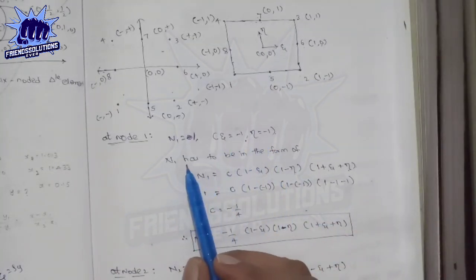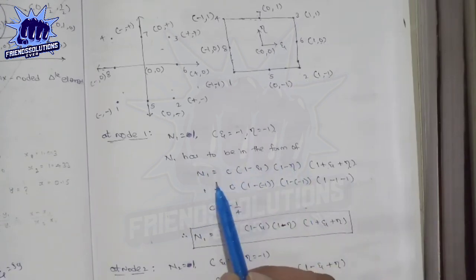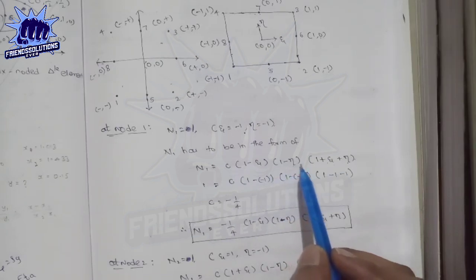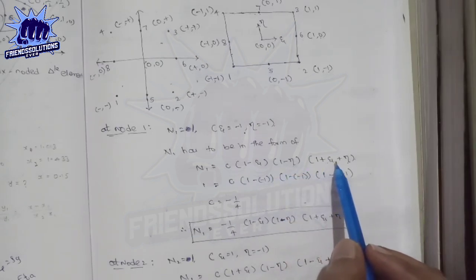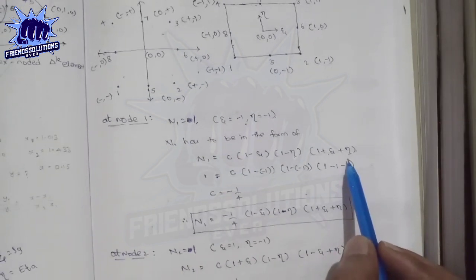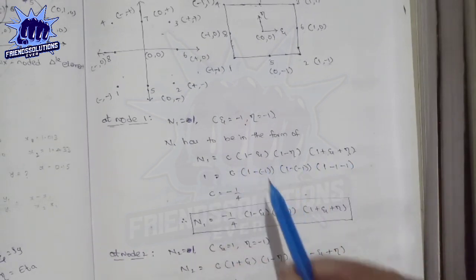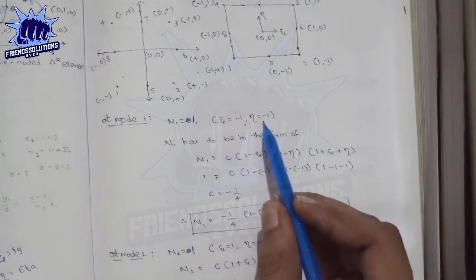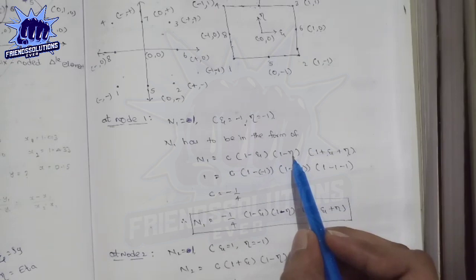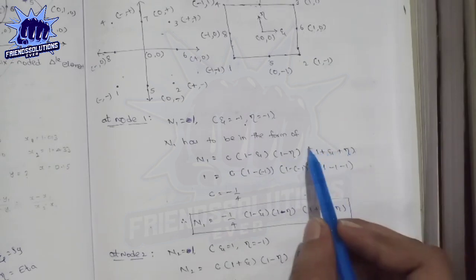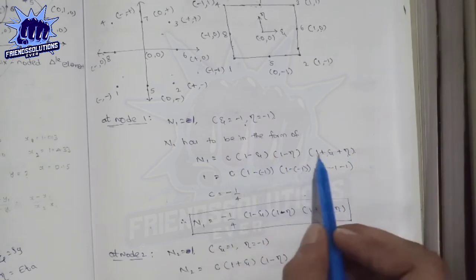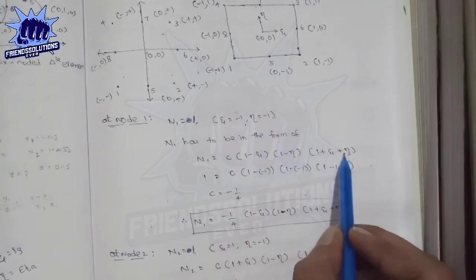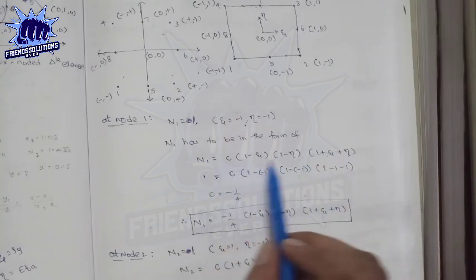Now the shape function has to be in the form of N1 equals c into (1 minus xi) into (1 minus eta) into (1 plus xi plus eta). How to remember this equation? Here xi equals minus 1, so 1 minus xi, and eta equals minus 1, so 1 minus eta. And in this whole bracket it is the reverse of this: instead of 1 minus xi, plus xi, and instead of minus eta, plus eta. So the equation is formed.